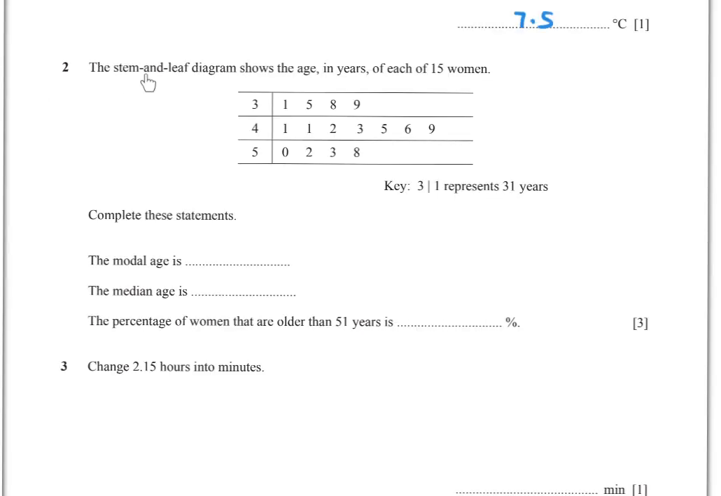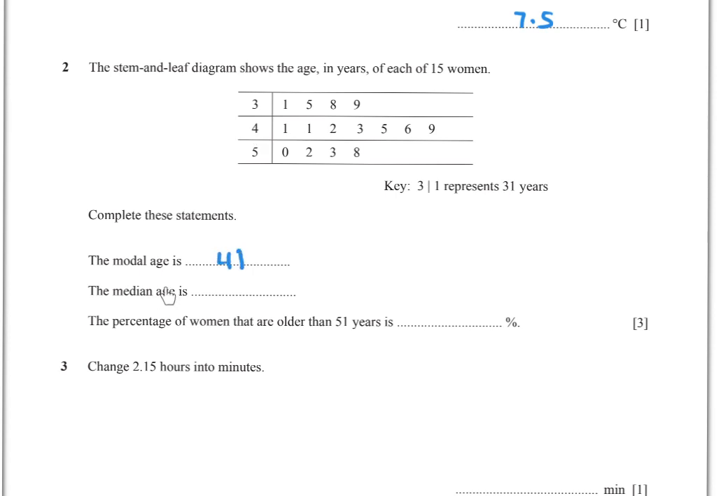Number 2, the stem and leaf diagram shows the age in years of 15 women. Complete this statement. The mode is the most common or the most repeated. So look for the numbers 1, 5, 8, 9, 1, 1. So this one repeated twice. So the mode, look for the key. 3, 1 means 31. So 4, 1 means 41. So the mode is 41 because there is no number repeated twice except this one. So 41.